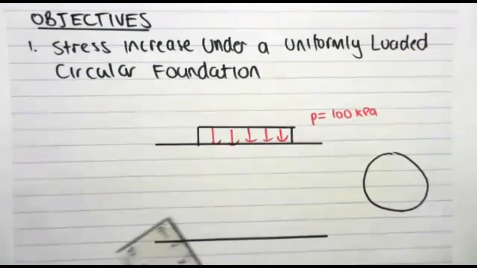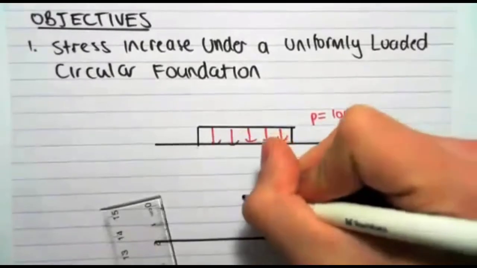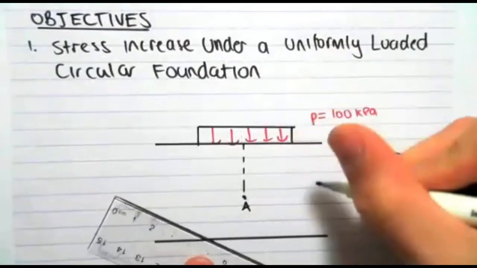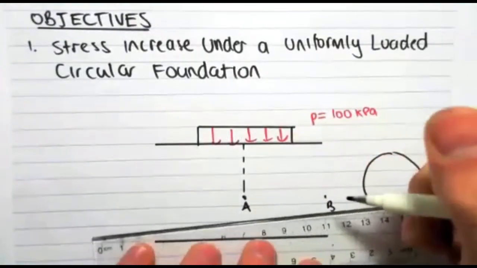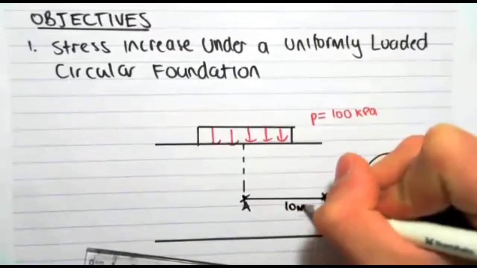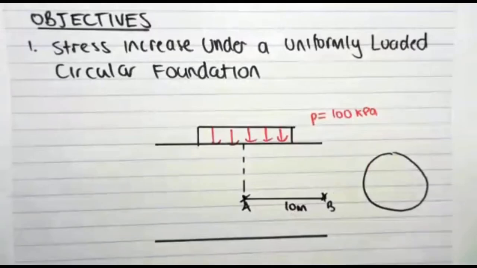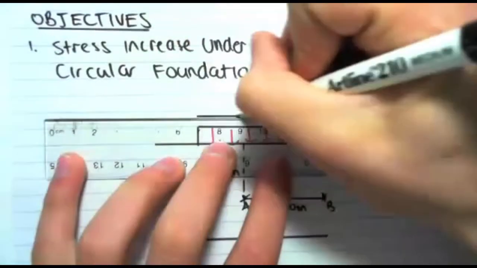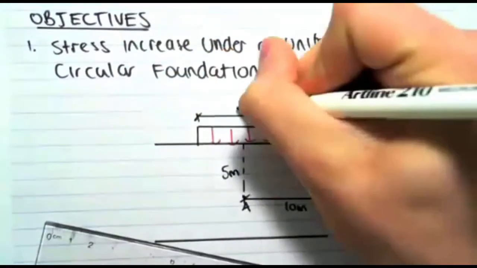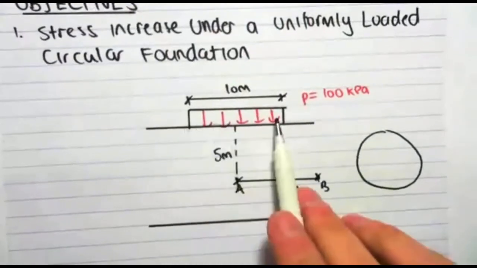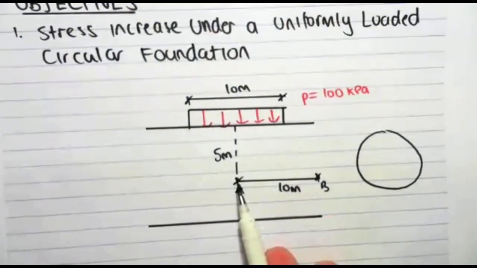Let's say that we are looking at a point A, which is perfectly under the center line of the circle, and a point B, which is, say, 10 meters away from the center line of the soil. Let's say that this depth was 5 meters, and the diameter of our circle is 10 meters. So we're going to find how this circular foundation is going to increase the stress at A and at B, and find our value of stress increase.